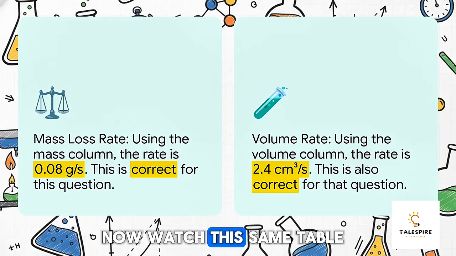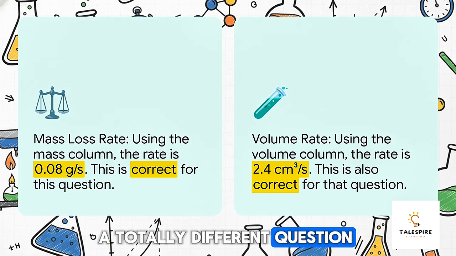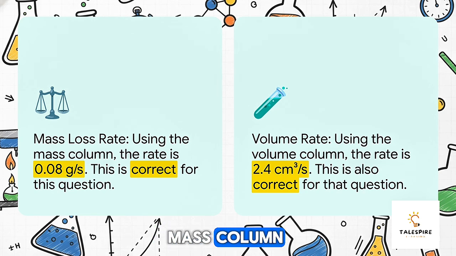Now watch this. Same table, same time interval, but a totally different question. This time, it asks to calculate the rate of mass loss. So what do we use? We use the mass column. The change in mass is 5 minus 4.2, which is 0.8 grams. The time is still 10 seconds, so the rate is 0.08 grams per second.